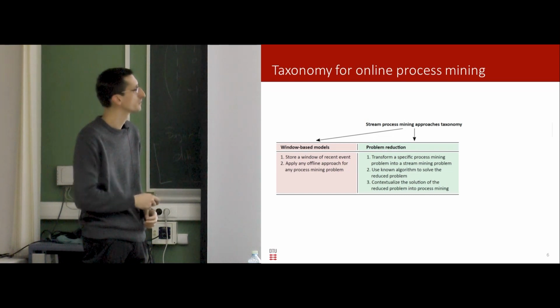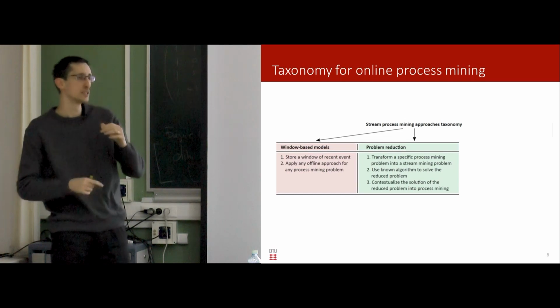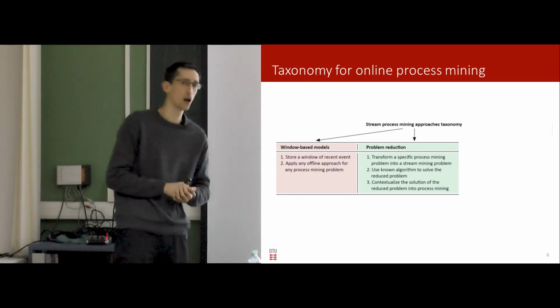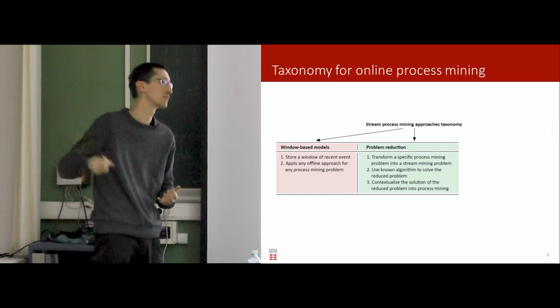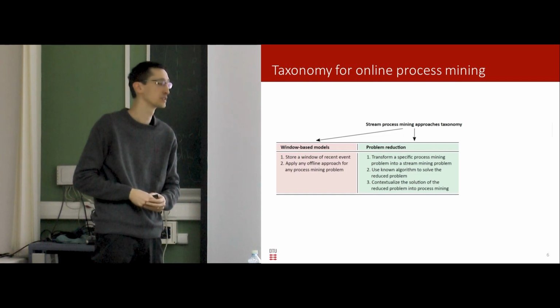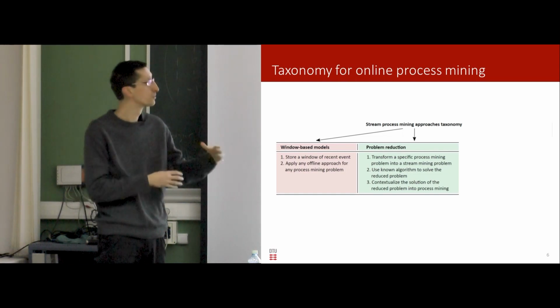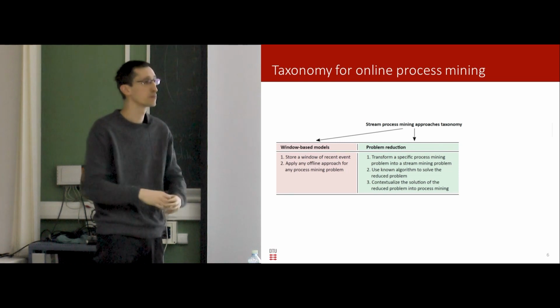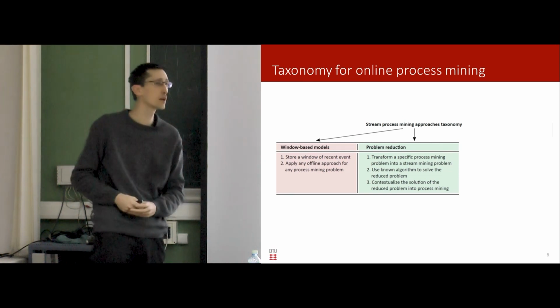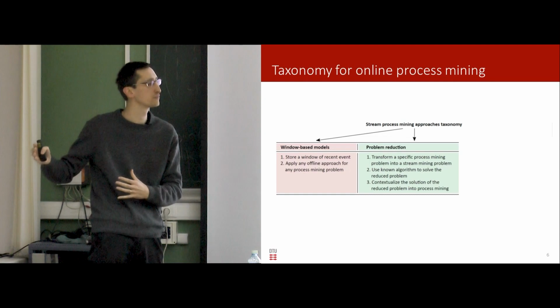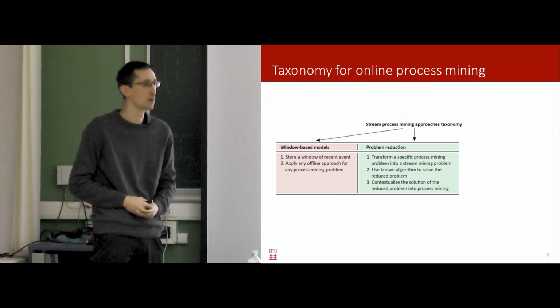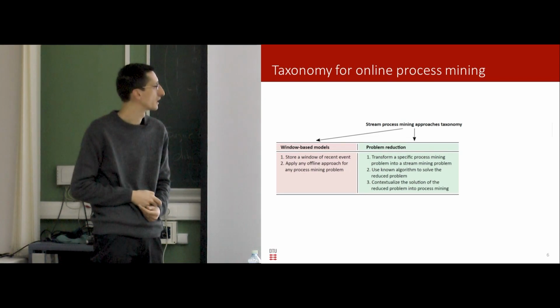Then the second family of techniques is called problem reduction. Here the idea is to take a problem that is already known in, for example, the stream processing community and reduce a process mining problem to those other problems and apply solutions that have already been devised for well-known problems to the new setting.